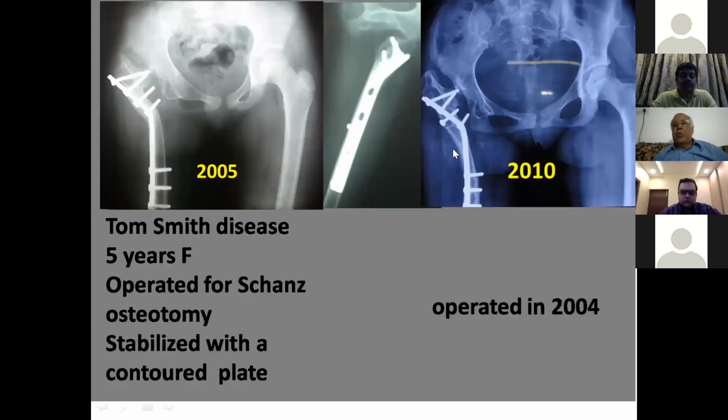So this is Shanz's osteotomy. It is an angular type of osteotomy. McMurray osteotomy is a translation type of osteotomy, but Shanz's osteotomy is an angular osteotomy. This is performed at the level of the ischial tuberosity. The distal fragment is abducted. Shanz used to give a hip spica, but these days we have contoured plates, or you can contour the plate yourself.